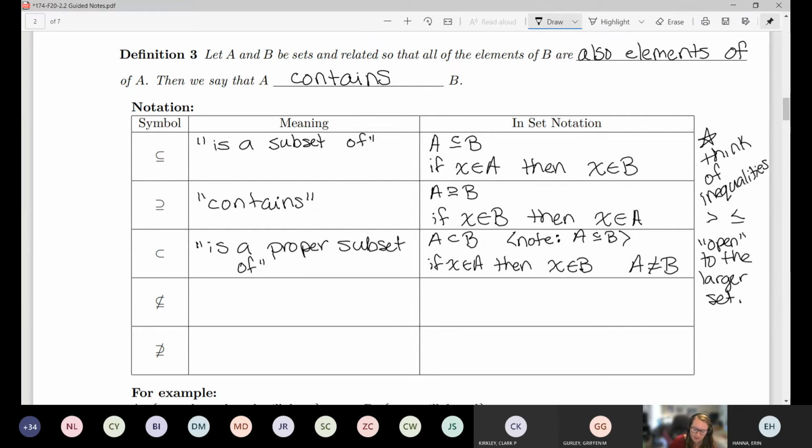So that's what is happening here. If you don't have that little bar on the bottom, you're saying that it is a subset, but they aren't the same thing. Whereas if you have the bar underneath it, it is possible that those two sets are actually just equal sets. And then these last two are essentially just saying "is not a subset of" and "does not contain."